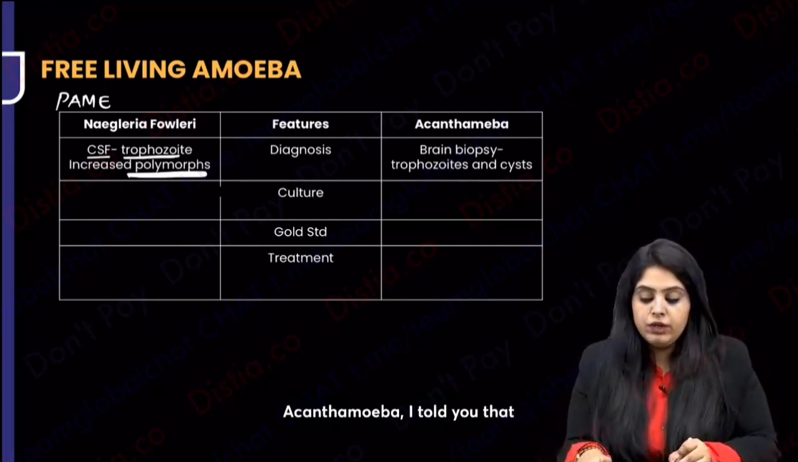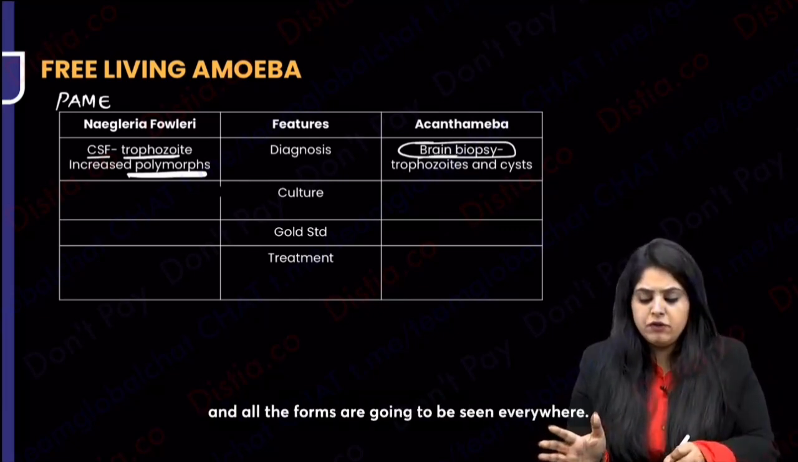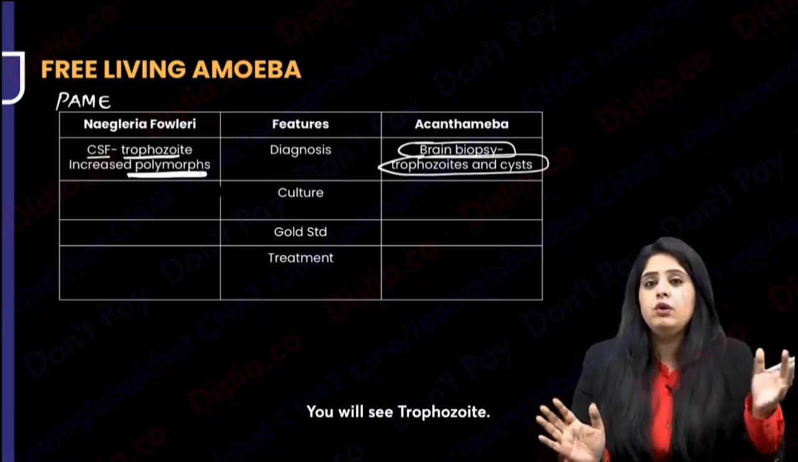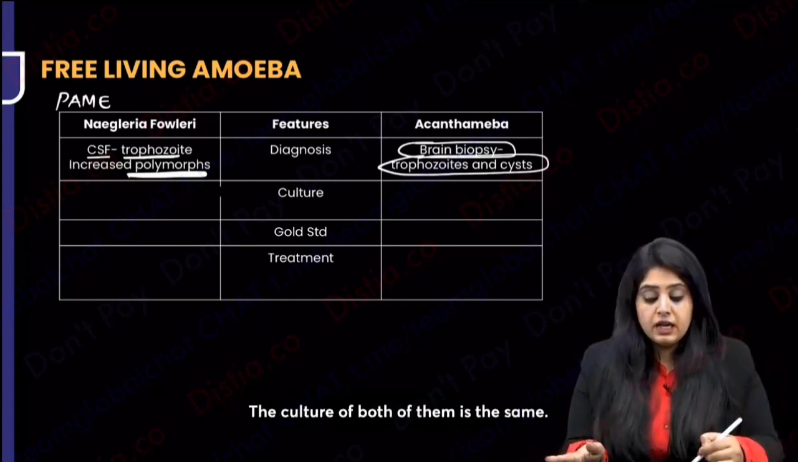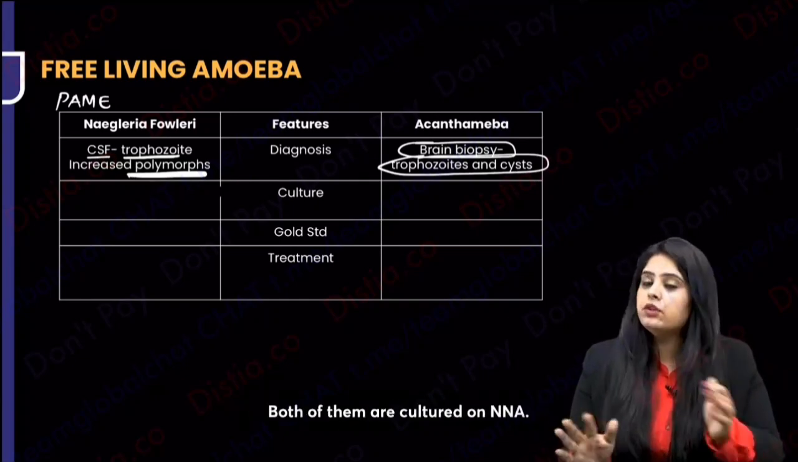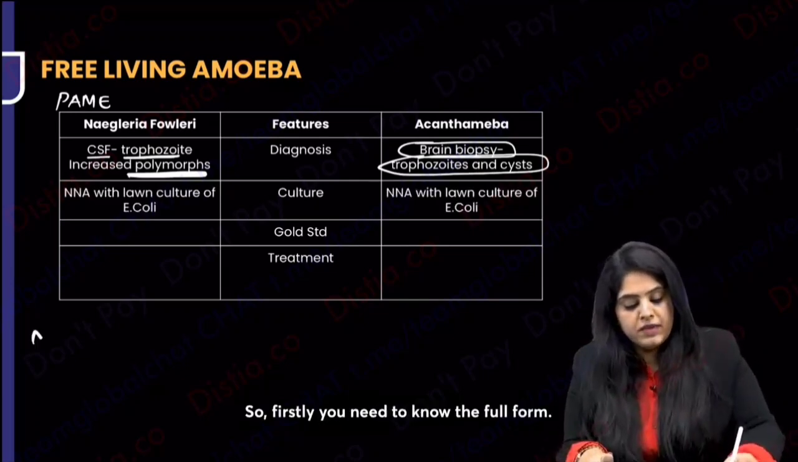Acanthamoeba, I told you that this is going to go in the blood and to all the parts of the body, and all the forms are going to be seen everywhere. Everything is there. You will see trophozoite also, you will see cyst also. The culture of both of them is the same. Both of them are cultured on NNA. What is NNA? Firstly, you need to know the full form.